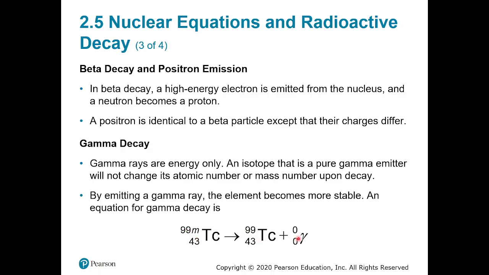Okay? Because that's 0, 0, right? See how you can just add everything? You're always going to get your answers. Like if you didn't know this is a gamma, you can just go 99 versus 99, 43 versus 43. Well, it has to be 0, 0, right? So it's gamma.